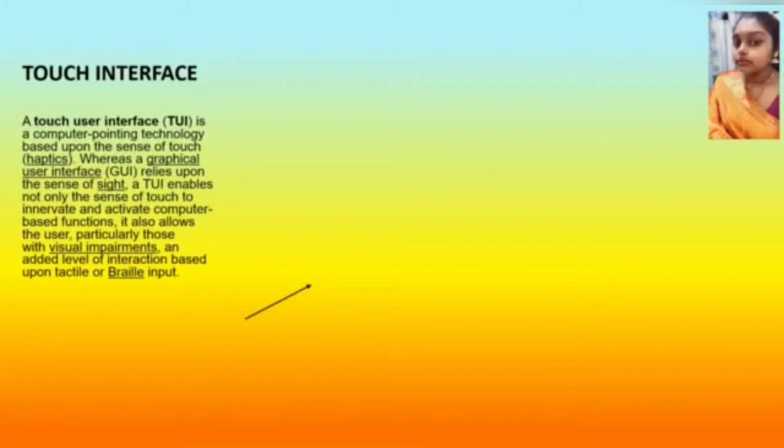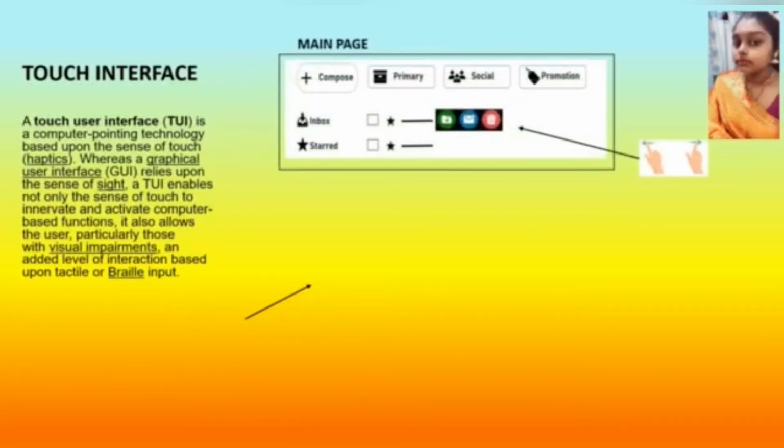Touch interface. A touch user interface is a computer pointing technology based upon the sense of touch, which is haptics, whereas a graphical user interface relies upon the sense of sight. A touch user interface enables not only the sense of touch to activate computer-based functions, it also allows the user, particularly those with visual impairment, an added level of interaction based upon tactile or braille input.